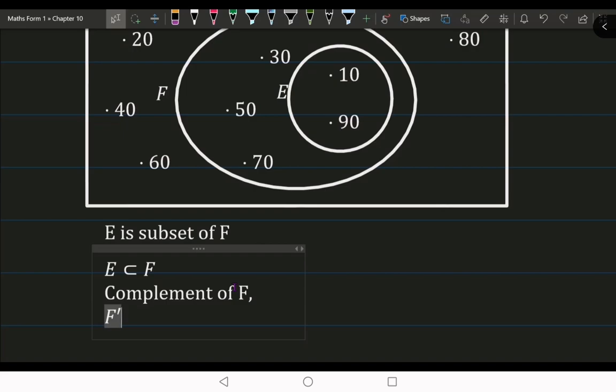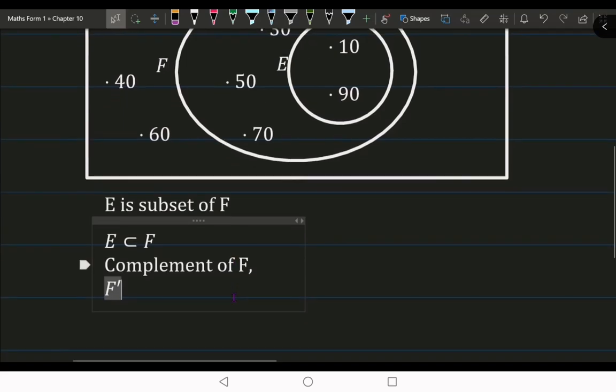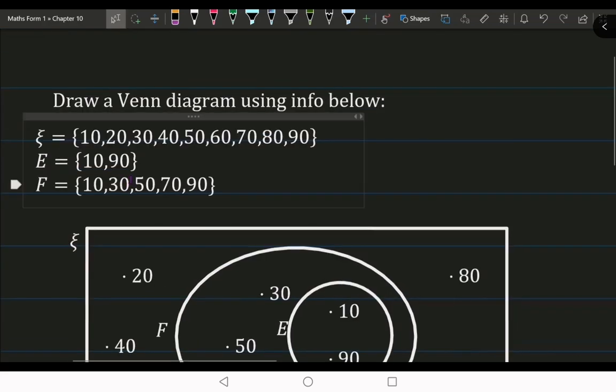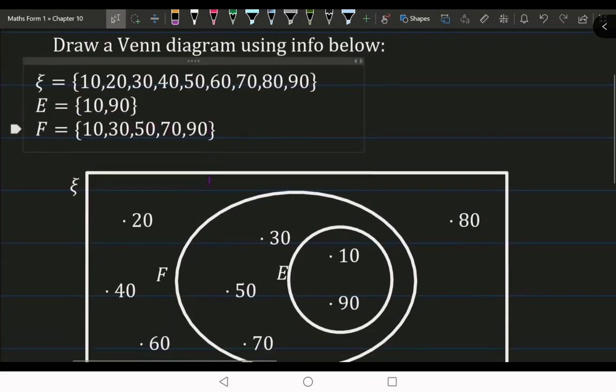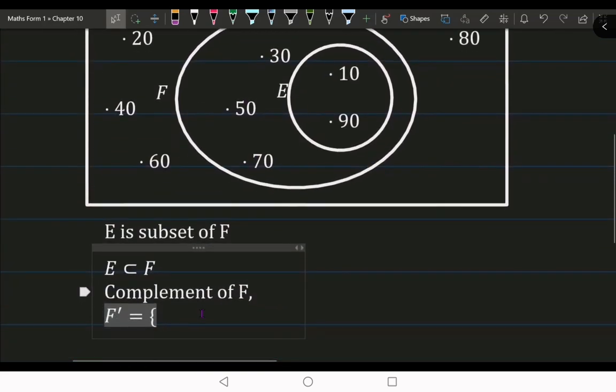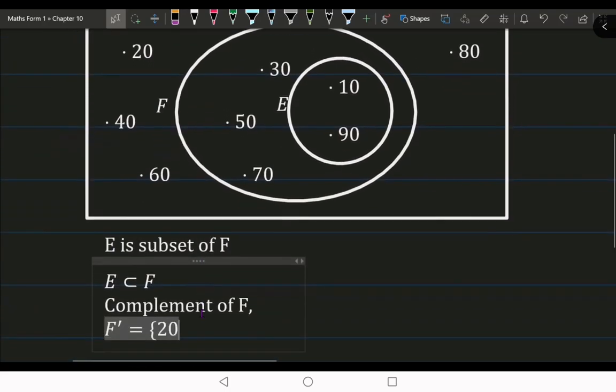F prime is the complement of F: everything except F is written out. So the complement of F is everything besides 10, 30, 50, 70, and 90. Everything else in the universal set is gathered together, that is 20, 40, 60, and 80. Do you understand or not?